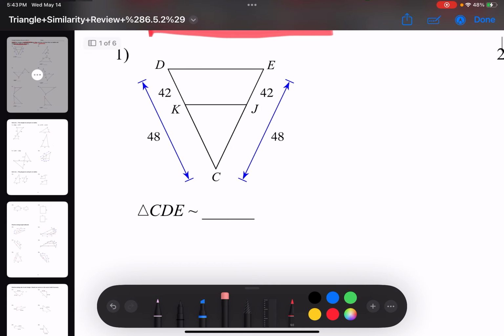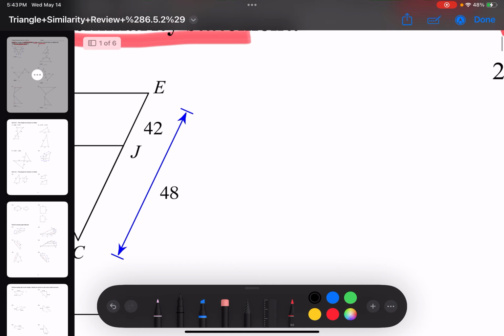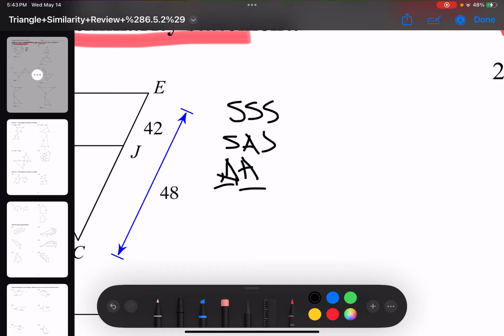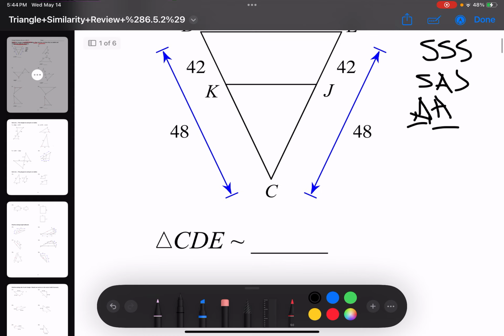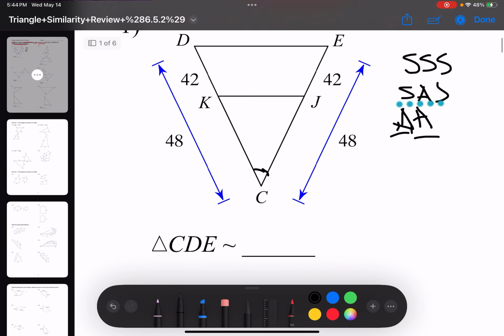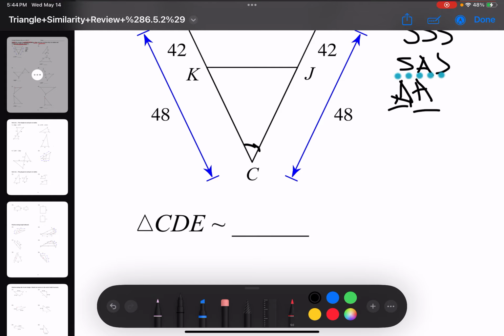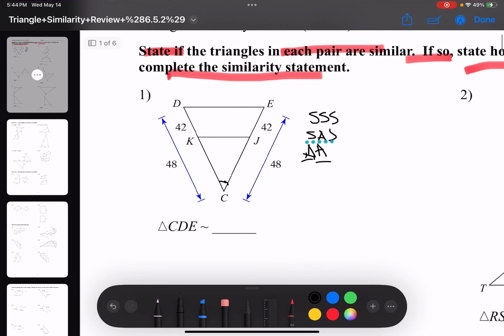Also, a reminder, there are three reasons for similarity: side-side-side, SAS, and angle-angle. If you have two angles, the third one is going to be an angle, so you don't have to write it. I forgot to mention that there's also an angle right here, because it's the tip. So we figured out that the sides are proportional because of the 6 on both sides.